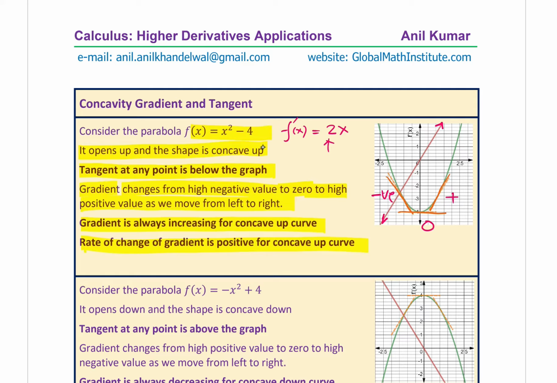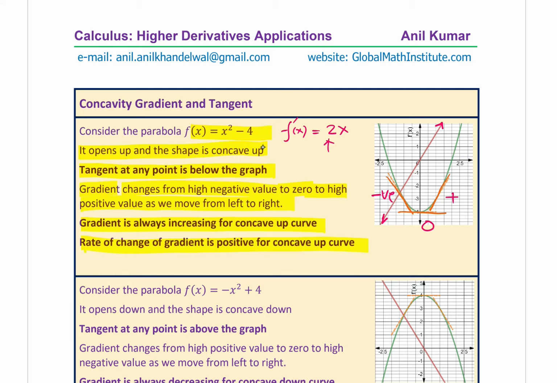Now let's look into the second function, which is a concave down case. If I have a function f of x equals minus x squared plus 4, the graph which we get is concave down. Now in case of concave down, you can see that the tangent at any point is above the graph. So compare the two. Now this is the tangent which is above the graph, another tangent above the graph, third tangent above the graph, as against the previous case where the tangents were below the graph. Correct?